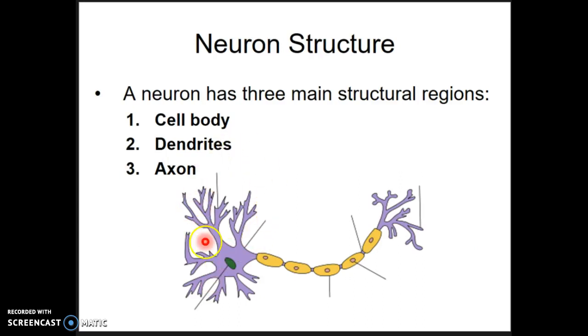So the structure of your neuron, ignore all the extra lines. I think this picture or a similar picture is on my worksheet today. And all I really want you to label is the cell body, the axon, and the dendrites. So the cell body's up here. That's where the nucleus is. And it's going to be surrounded by a bunch of processes that we're going to call dendrites now. It looks like the branches of a tree.